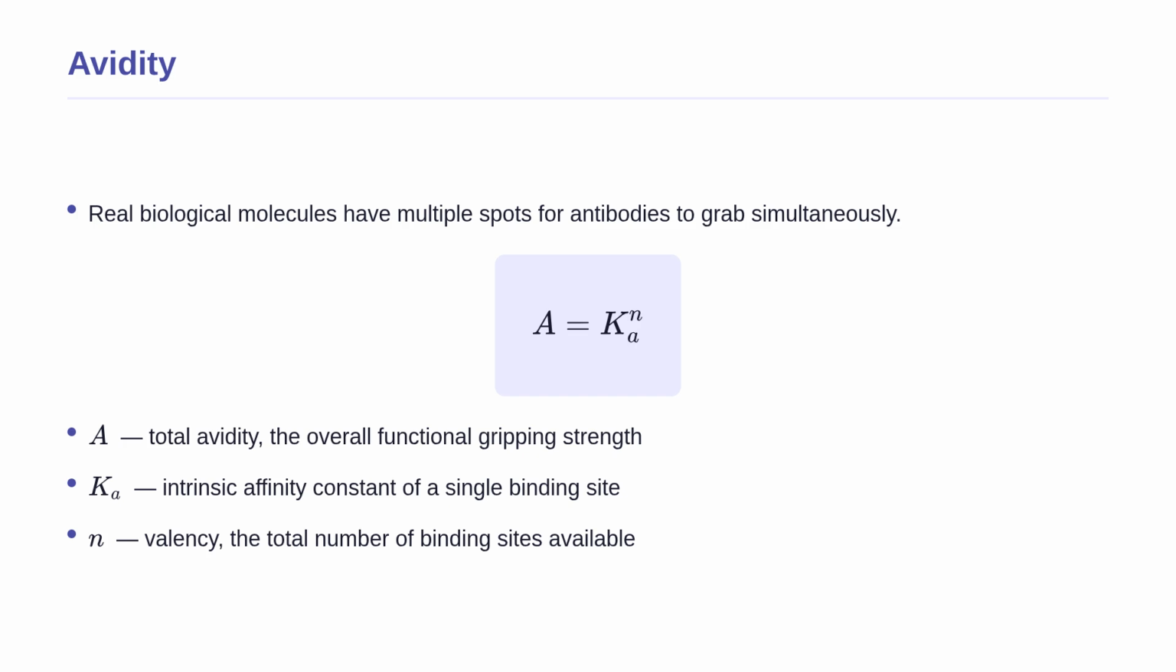Capital A is the total avidity, Ka is the intrinsic affinity of a single binding site, which we calculated earlier. The exponent n is the valency, meaning the total number of binding sites. When valency increases, the total avidity explodes upward.